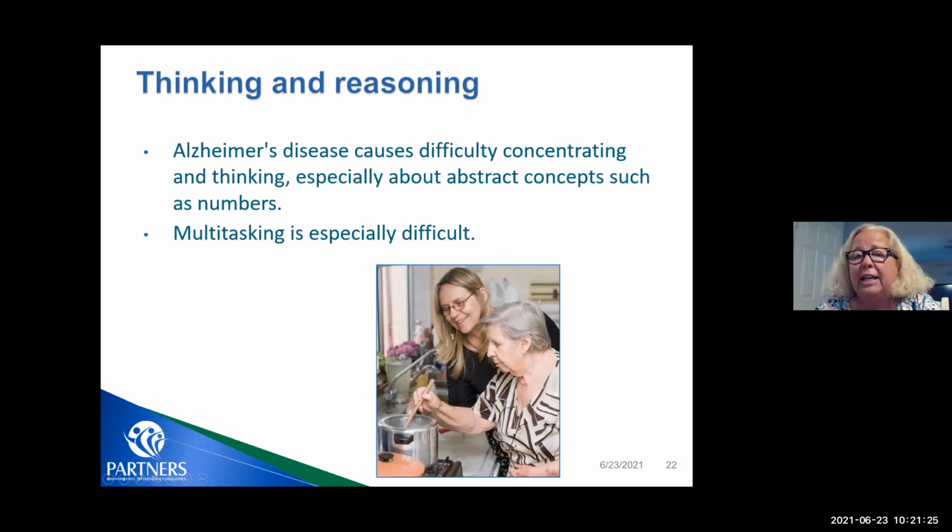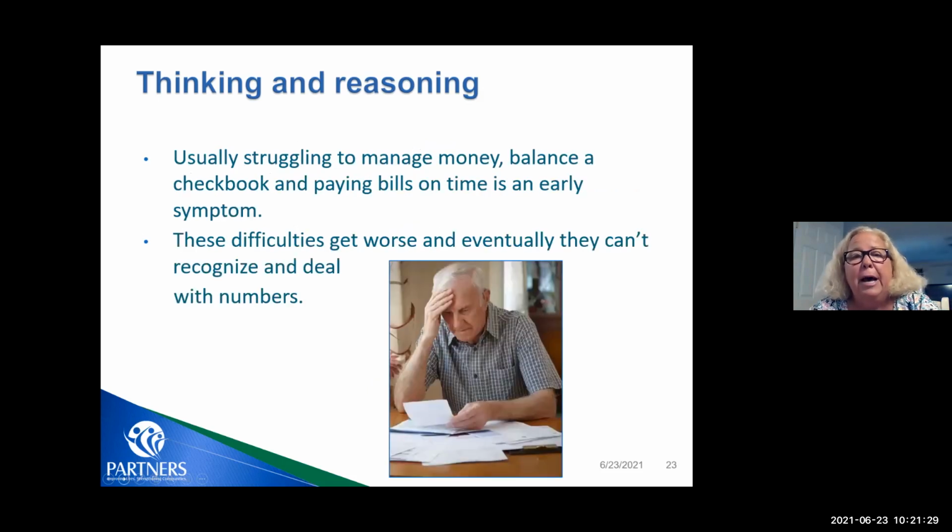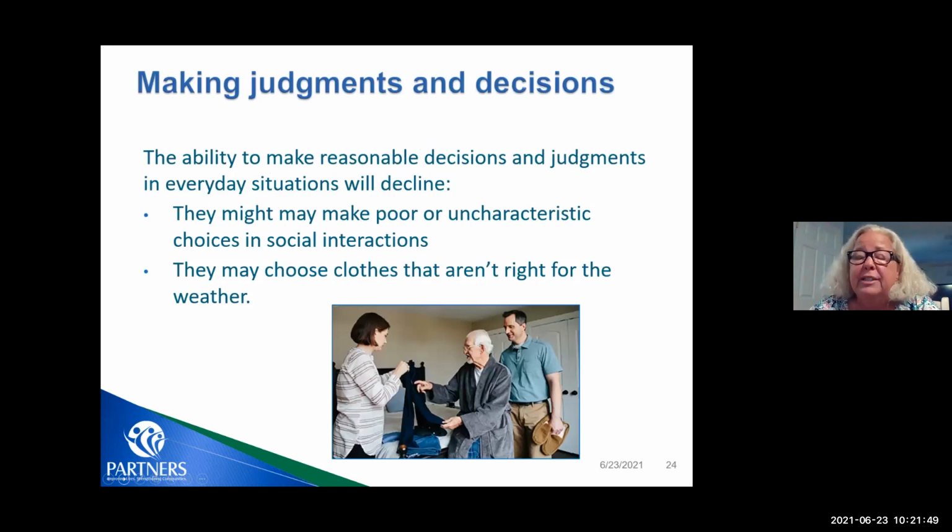Multitasking starts to be exceptionally difficult for people with Alzheimer's in the middle stages. Usually, like I said, managing money, balancing the checkbook, and paying bills on time is a fairly early symptom. Those difficulties are going to get worse, and eventually the person with Alzheimer's will not be able to recognize or deal with numbers at all. Their ability to make reasonable decisions and judgments in everyday situations will start to decline. They may make poor or uncharacteristic choices in their social interactions.